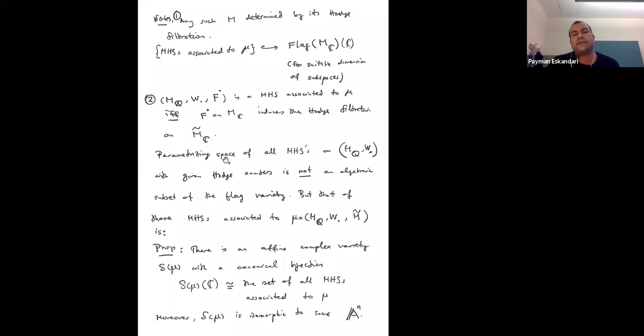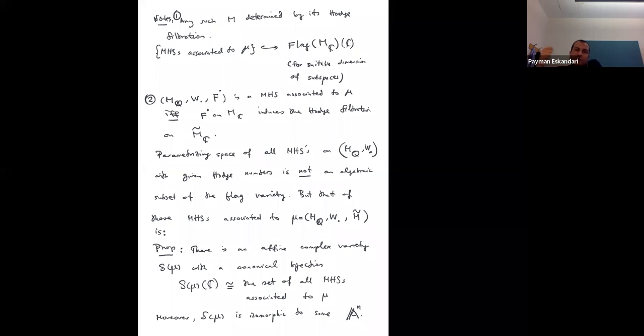Now, the parameterizing space of all mixed Hodge structures. I want to look at the parameterizing space of all the mixed Hodge structures attached to a triple, the triple mu. In general, if you only fix the rational vector space, the weight filtration, and the Hodge numbers, the parameterizing space you're going to get is not going to be an algebraic subset of the flag variety.